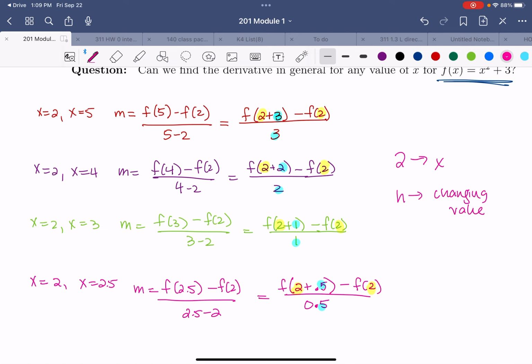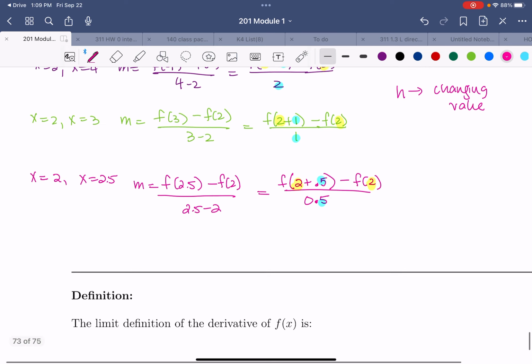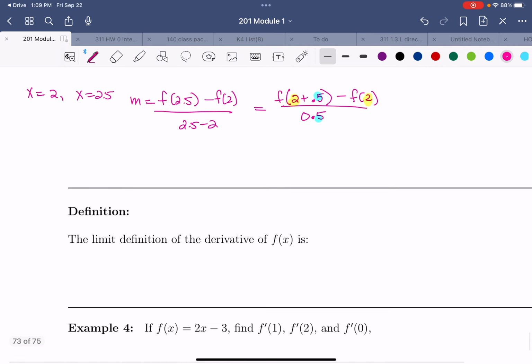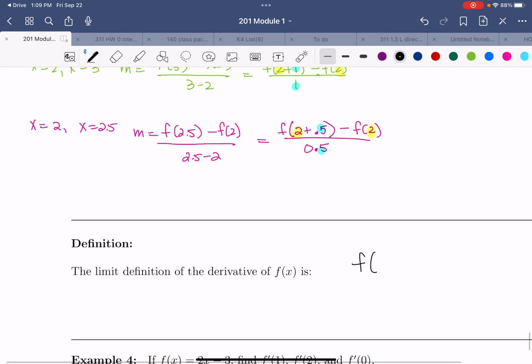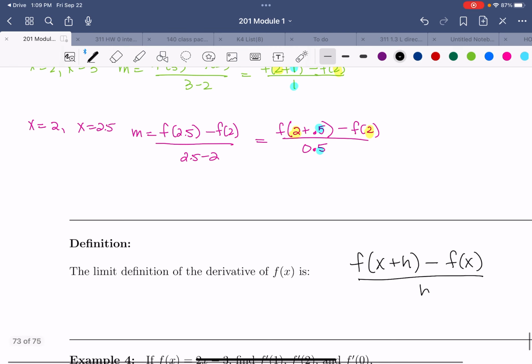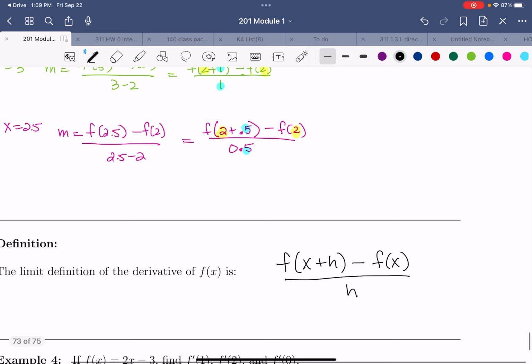So if we make that substitution here, then we get this limit definition of the derivative. So what we get is f of x, now the 2 became the x, and the 0.5 is becoming the h because that's the number that's changing every time, minus f of x, the 2 is an x, and on the bottom that 0.5 is changing every time, so that's my h, okay?